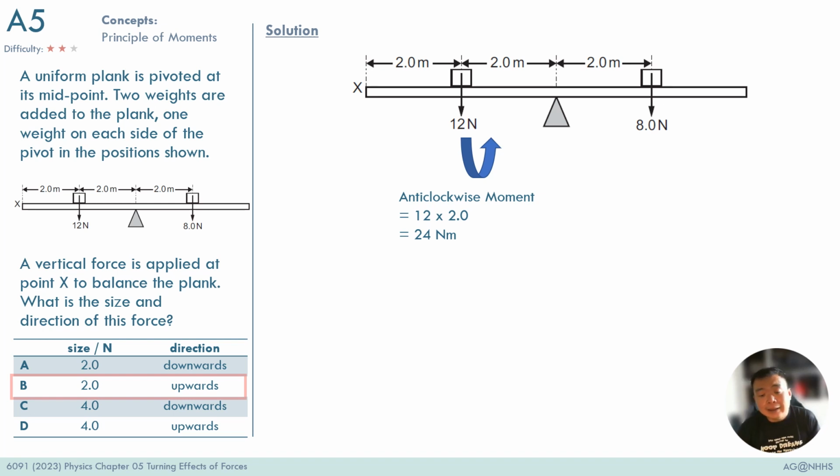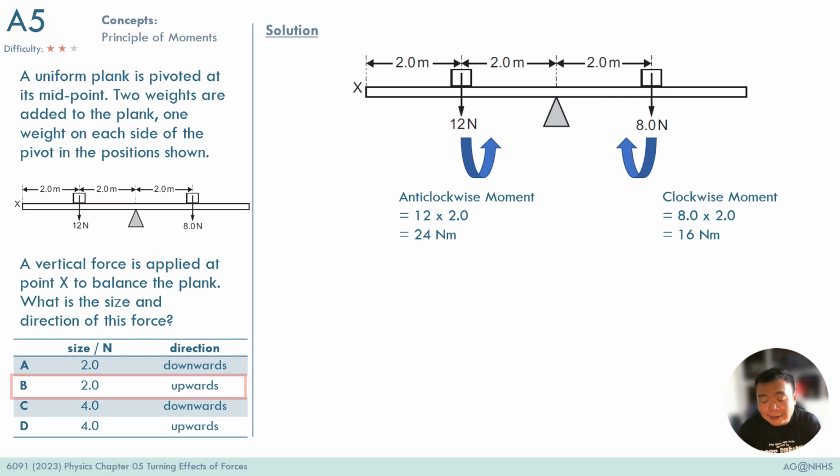Double check your answer. The moment caused by the 12 Newton force is an anti-clockwise one. If you need help with this, just model the whole scenario. And the value of this moment is 12 newtons multiplied by perpendicular distance of 2 meters, getting me 24 Newton meter. We do the same thing for the 8 Newton force. That will create a clockwise moment.